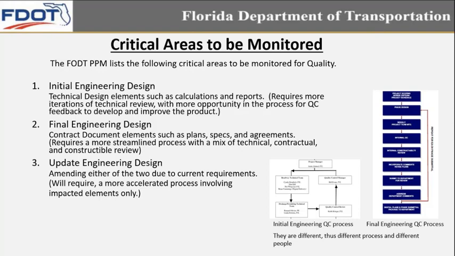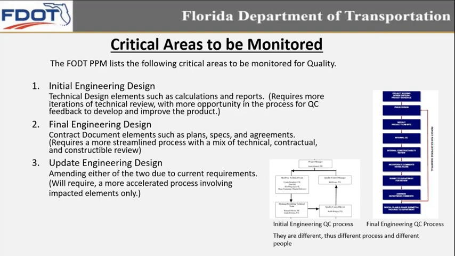Usually when you're into your final engineering design, now your final engineering design is more about your actual contract documents that will be let for construction. This includes elements such as plans, specs, and agreements. It requires a more streamlined process with a mix of technical, contractual, and constructible reviews, and updated engineering design, amending either of the two requirements.